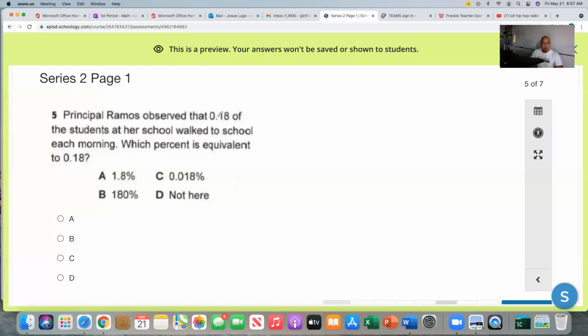Number 5. Principal Ramos observed that 1/1800 of the students at her school walked to school each morning. Which percent is equivalent to 1/1800? Notice how we're starting with a decimal. We want to change that to a percent.